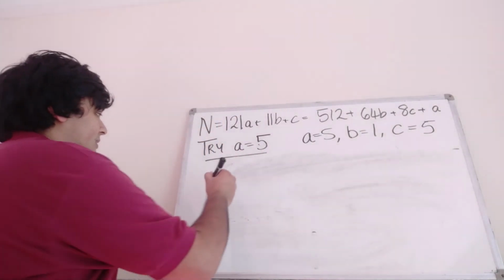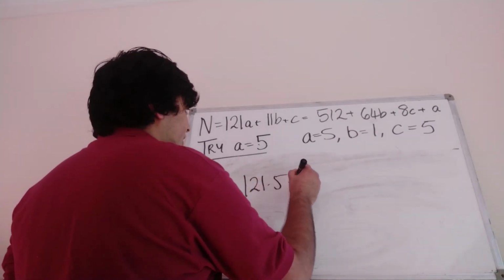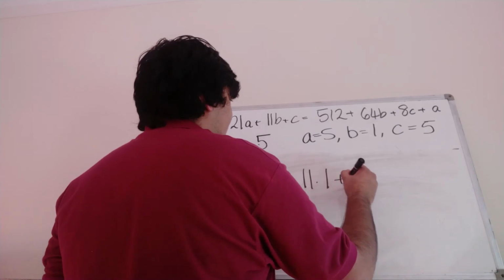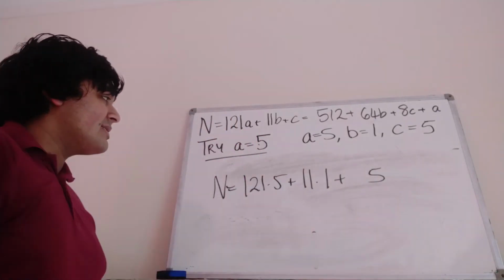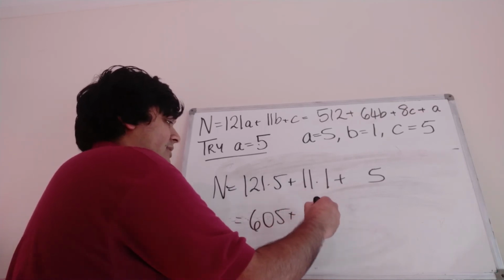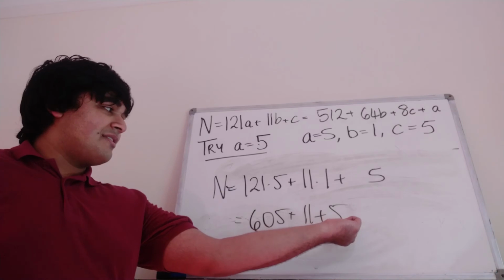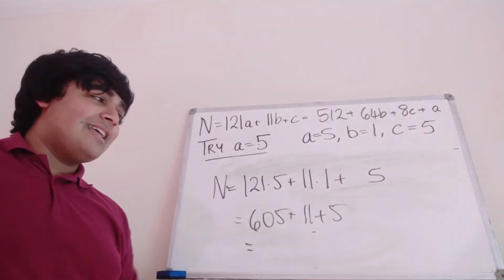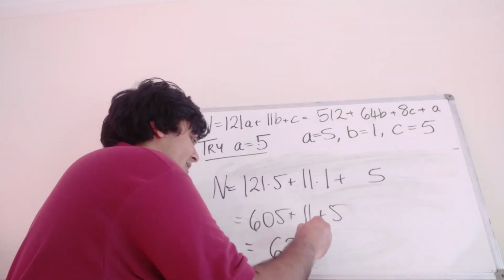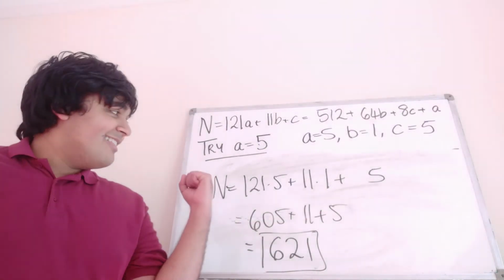So n is just equal to 121 times 5 plus 11 times 1 plus 5. 121 times 5 is 605 plus 11 plus 5. And that's just equal to 605 plus 5 is 610 plus 11. So this thing here is just 621. And that is our final answer.